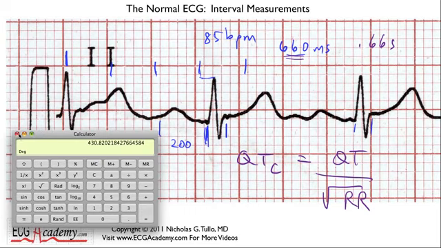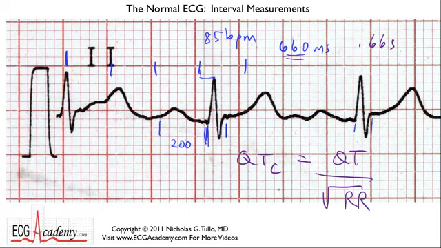All right, so now that was kind of a long discussion, but I hope you get the idea. Measure the R to R interval so that you can calculate the rate, then look for the PR interval, the QRS duration, the QT, and then, of course, correct the QT for the rate by using Bazett's formula. And there you have it. Now, when we talk about AV node conduction, we'll be able to define things like first-degree AV block, which is present when you have a PR interval of greater than 200 milliseconds. But that's a topic for another video, isn't it?